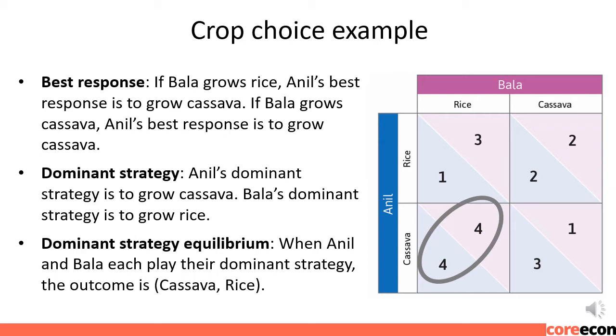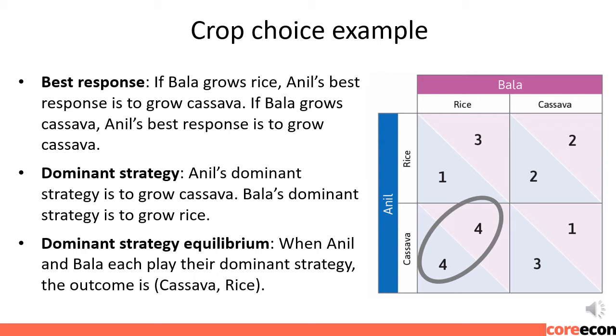For Bala, if Anil plants rice, the best response is to plant rice because if Bala plants rice, the payoff is 3, but with cassava, the payoff is 2, and 3 is greater than 2. If Anil plants cassava, Bala's best response is rice once again, since Bala's payoff is 4 with rice, but 1 with cassava, and 4 is greater than 1.